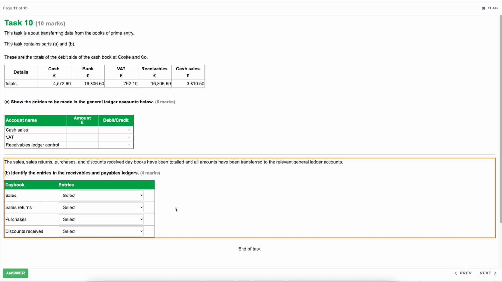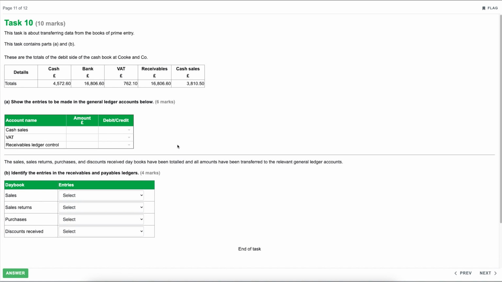So task 10 is worth 10 marks and is about transferring data from the books of prime entry. This task contains parts A and B. These are the totals of the debit side of the cash book of Cook and Co. So we can see here we've got the debit side of what looks like an analysed cash book because we've got some extra columns on there. We've got our VAT, receivables and cash sales, something that looks hopefully somewhat familiar from what we did earlier within this mock. So part A says show the entries to be made in the general ledger accounts below.